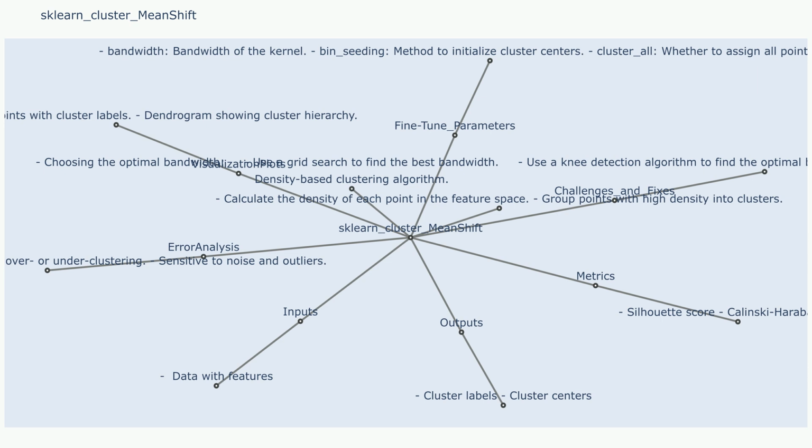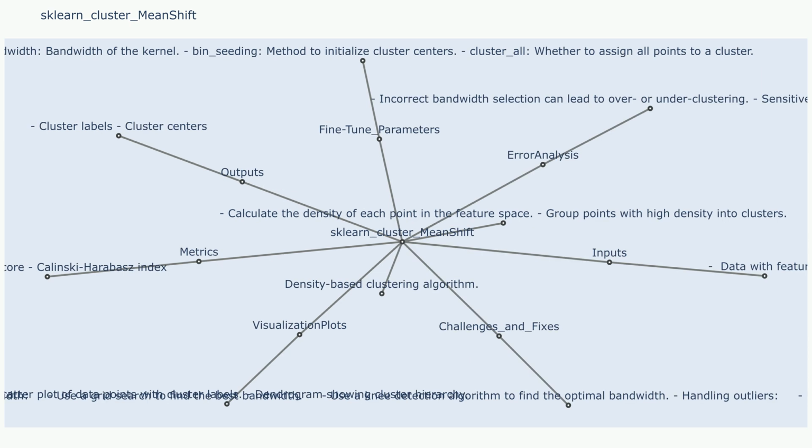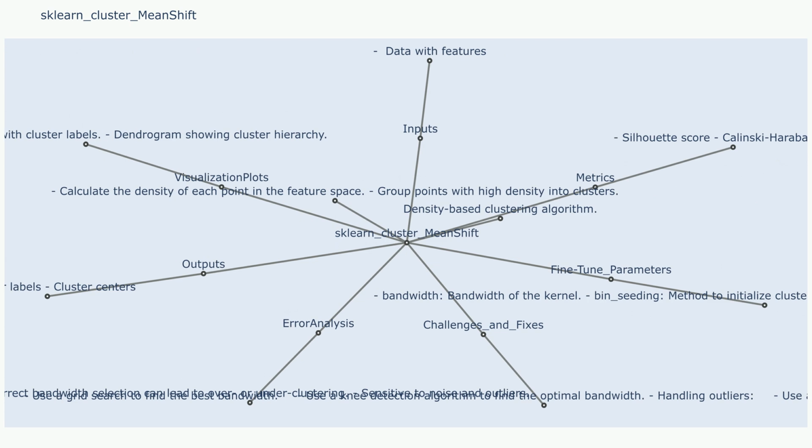Inputs. X, a 2D array representing the data points. Each row represents a data point, and each column represents a feature. Bandwidth. This parameter controls the size of the neighborhood around each data point. A larger bandwidth leads to more merging of clusters and fewer overall clusters.